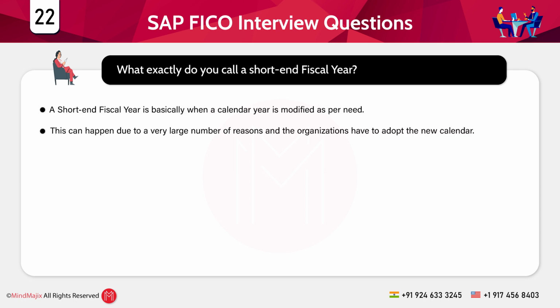The next question is, what exactly do you call a short end fiscal year? Short end fiscal year is basically a calendar year that is modified as per the requirements. So this can happen due to a large number of reasons, and the organizations have to adopt the new calendar.